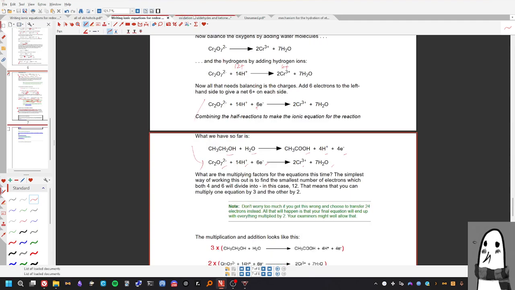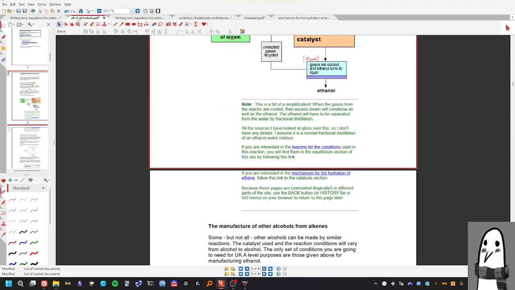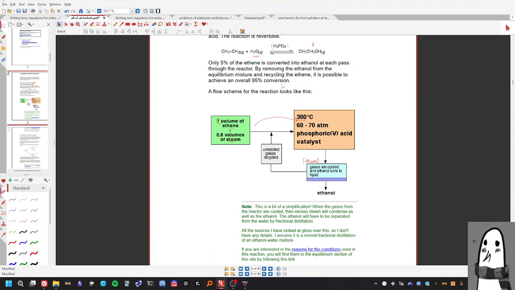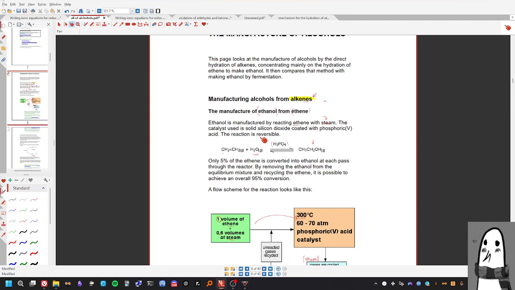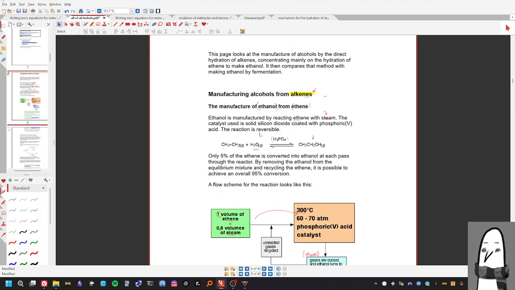Quickly going over that, it said that over here we're having to make alcohols from alkenes. We need ethanol, so in this situation you're doing ethanol from ethene. You're going to use the catalyst, solid silicon dioxide coated with phosphoric acid. So you have your alkene over here, or ethene specifically.